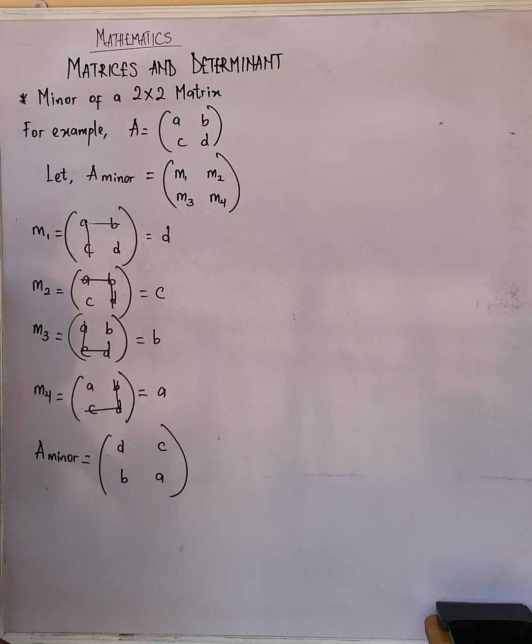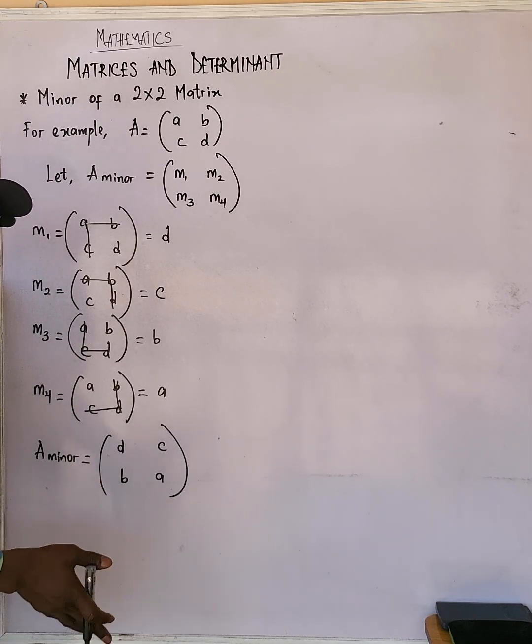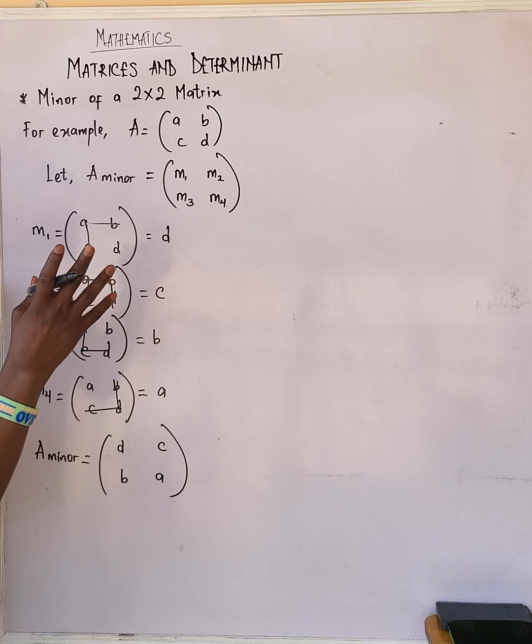Is that not the matrix? Is that not the minor? You see that it's very, very simple. The minor of a 2 by 2 matrix is very, very simple.